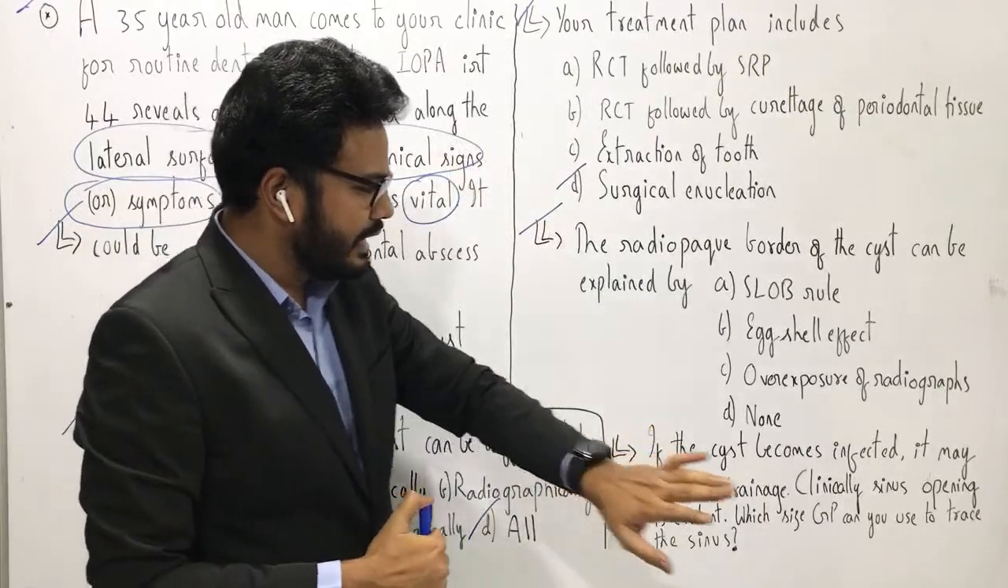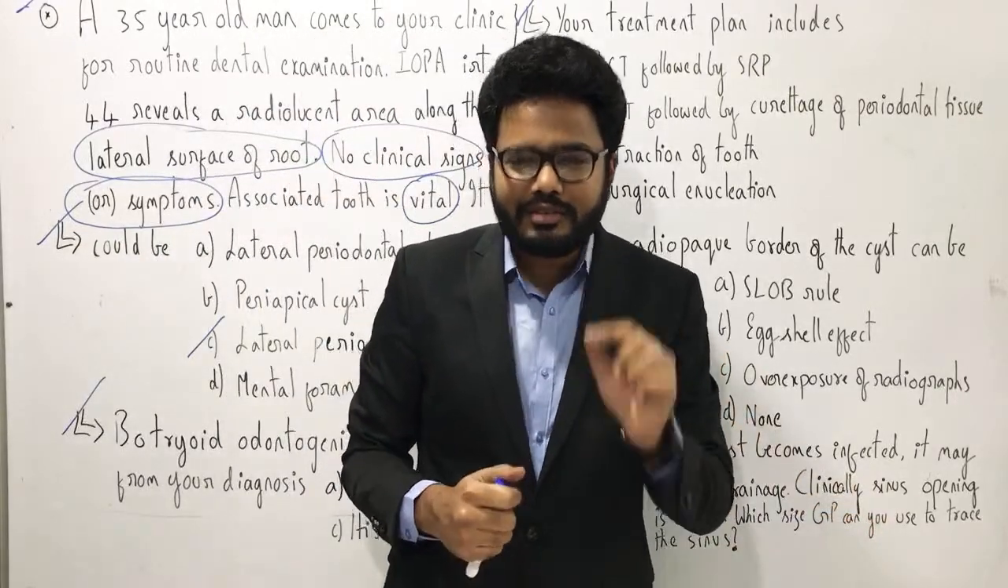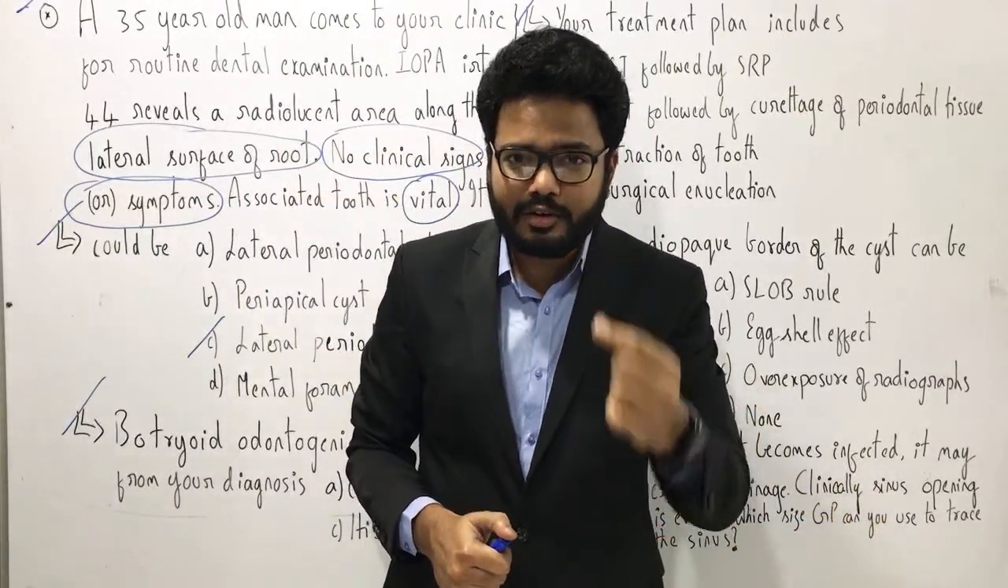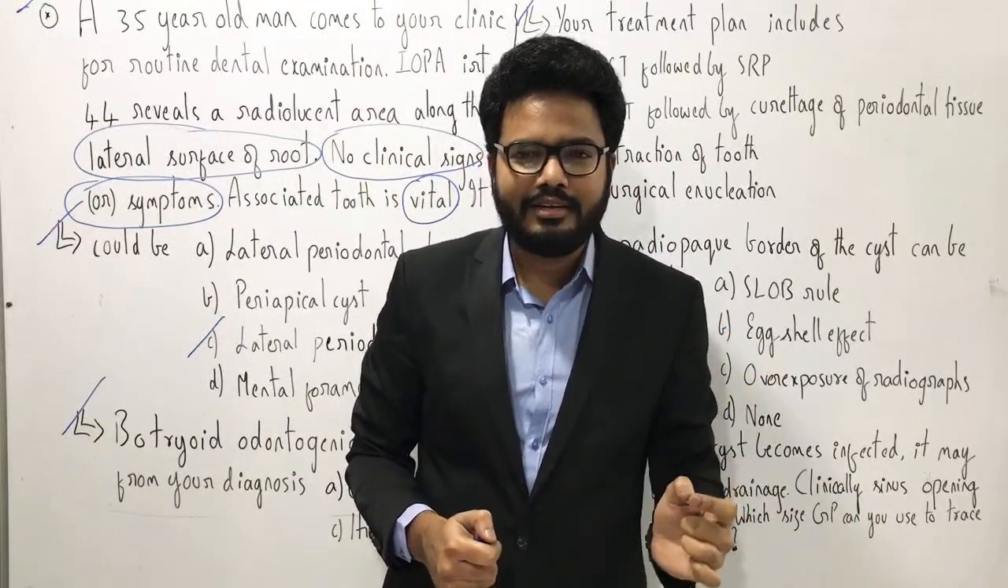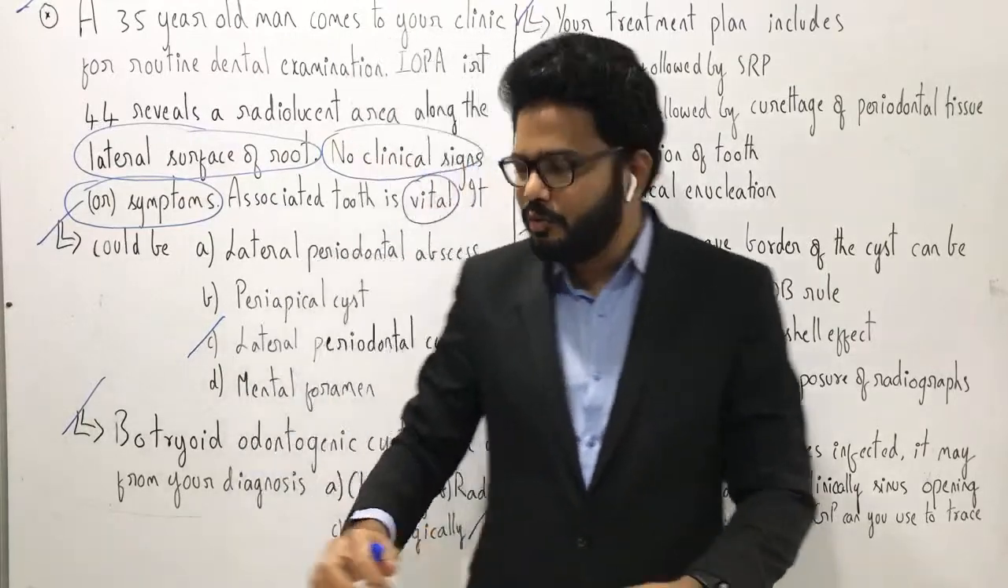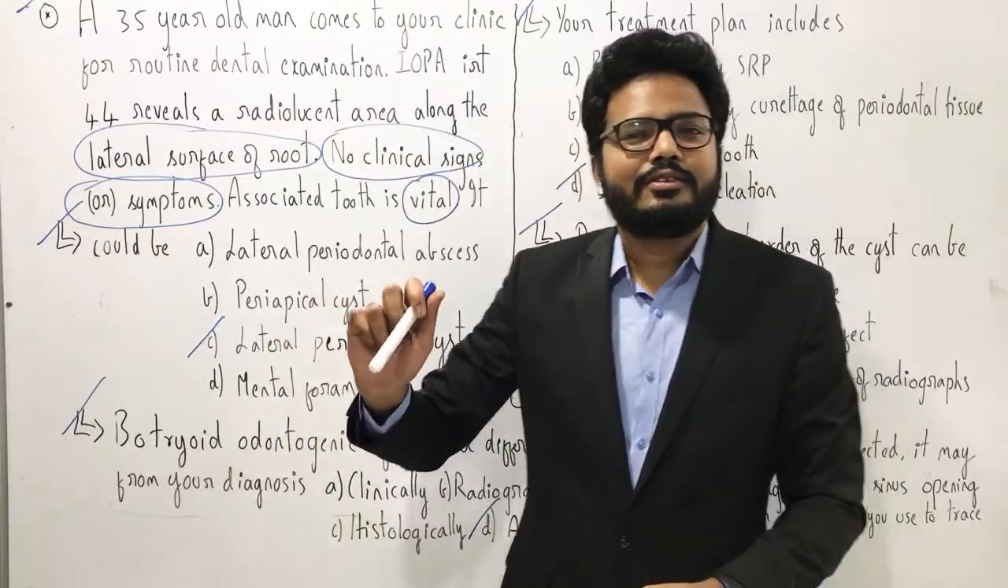And finally, which GP cone? What's the size of GP cone that you would rather use in order to trace the sinus? Sinus tracing, right? So consider that as your homework, and also what does the term botryoid mean? So I hope it's clear.